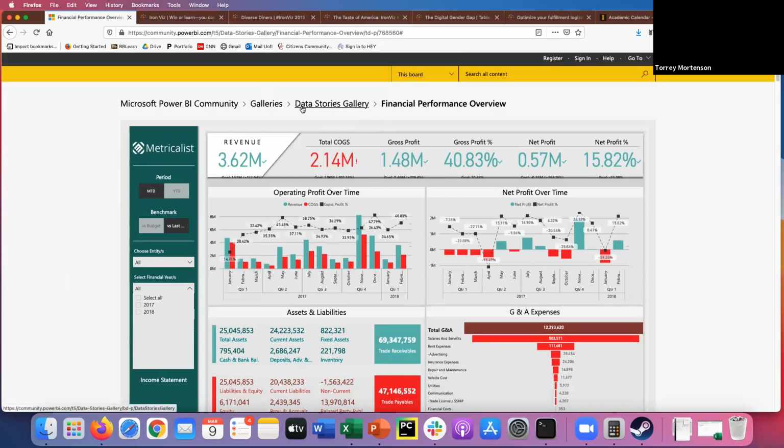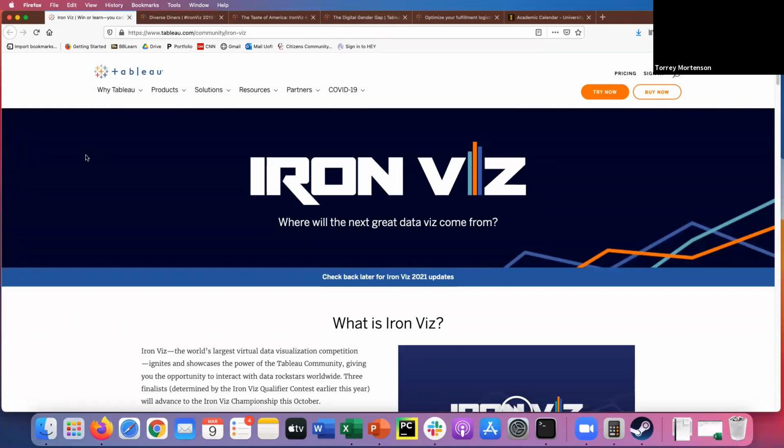This is in the Data Stories Gallery on the BI community page. Iron Viz. So this is a fun one. If you ever want to look at really creative ones, look at the Iron Viz. You can just Google them. They have it every year. It's a competition that they do at Tableau Con every year.